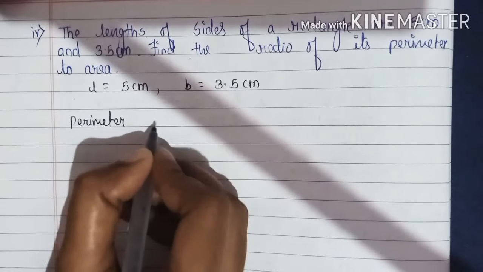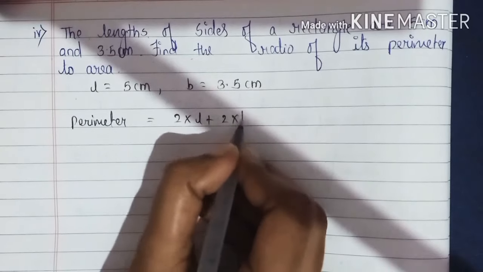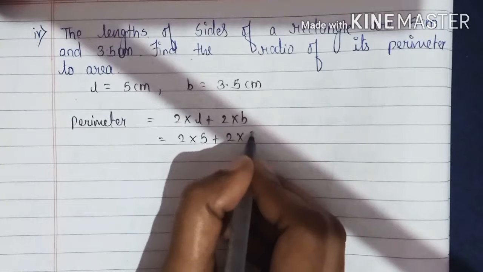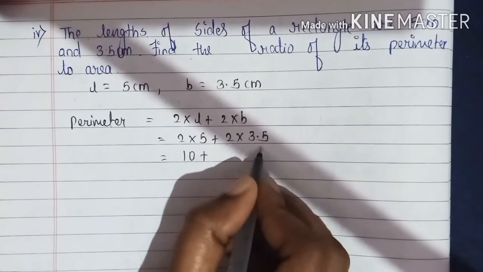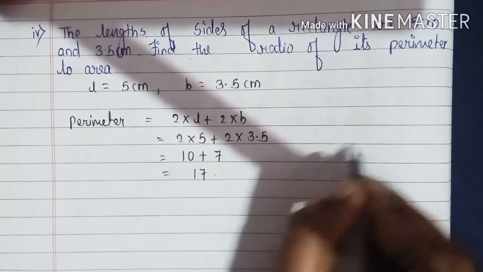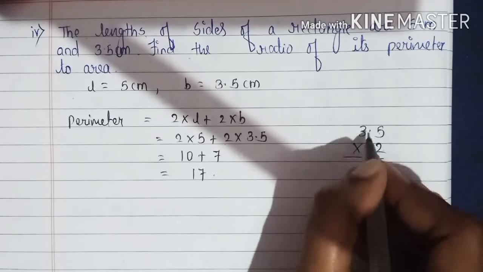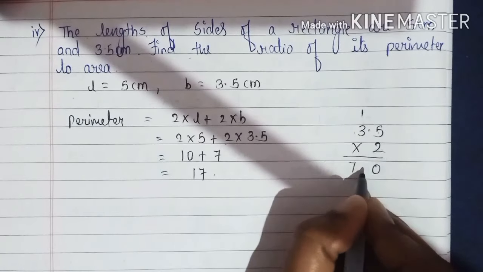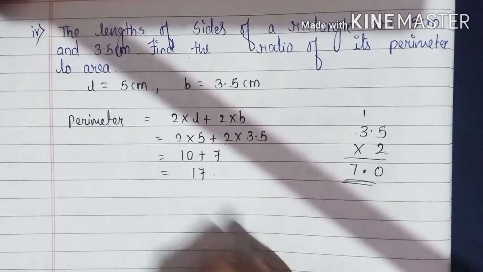We know the formula of the perimeter of a rectangle is 2 into length plus 2 into breadth. The length is 5 and the breadth is 3.5. 2 multiplied by 3.5 is 7. The answer will be 17. I'll show you the multiplication here. 2 5s are 10, 0 here and 1 will be carry over. 2 3s are 6 plus 1 will be 7. So the answer will be 7.0. This can be written as 7. So 10 plus 7 will be 17.